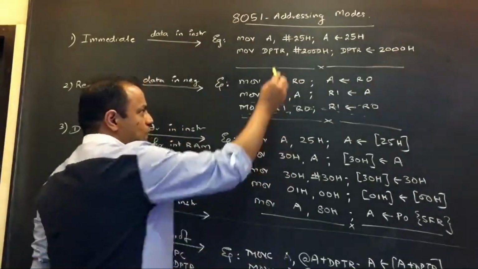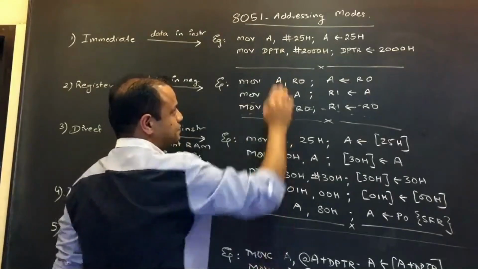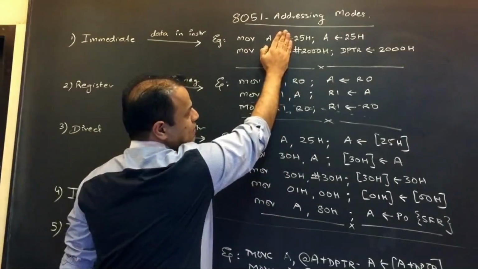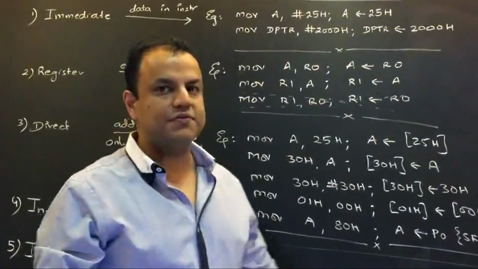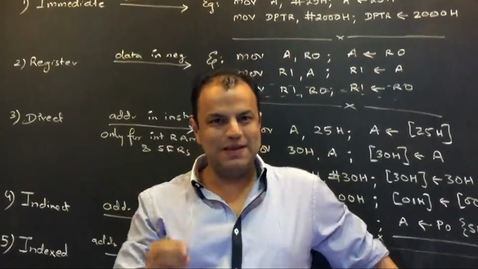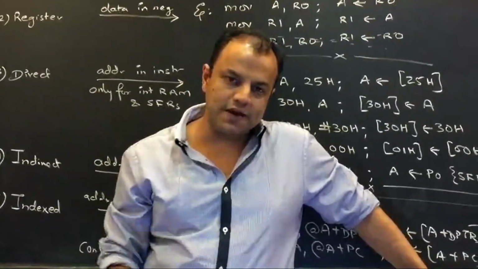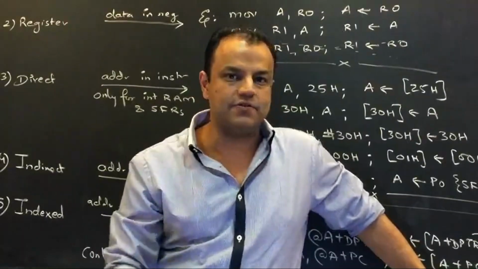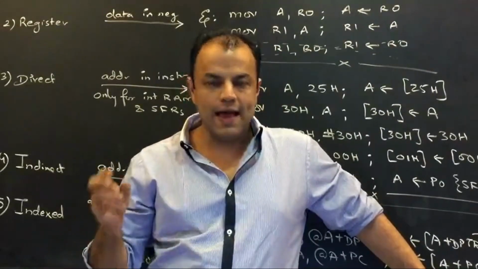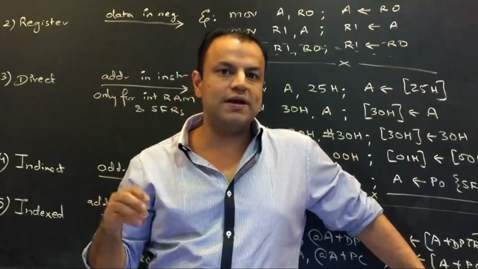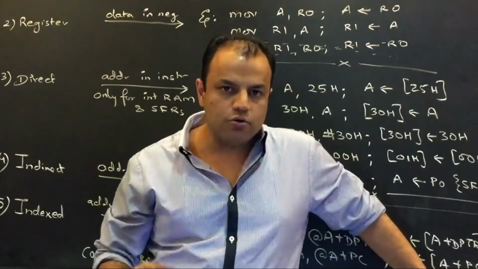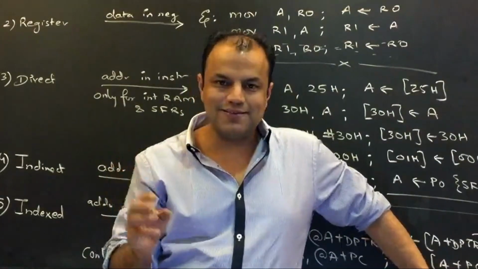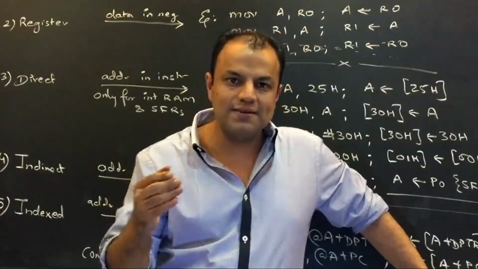Now, why is the hash there? When you write MOV A, 25, it can have 2 meanings. 25 can be the data. 25 can also be an address where the operand is stored. Any number can be data, and can also be an address. So how do you tell the processor whether this number is data or an address?